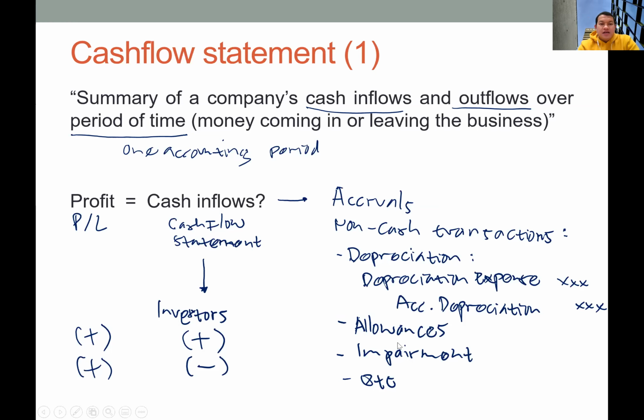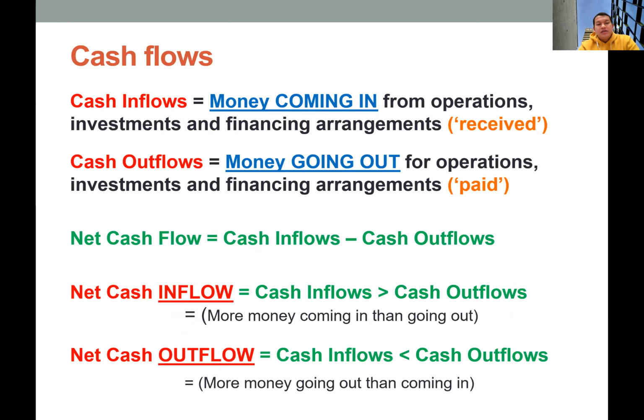Okay, some simple terms in the cash flow statement. So cash inflow is basically money coming into the business. This money could come from the company's operations, like selling inventories or rendering a service, or from their investing or financing activities, like selling non-current assets or issuing shares.